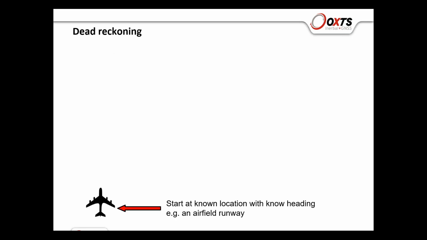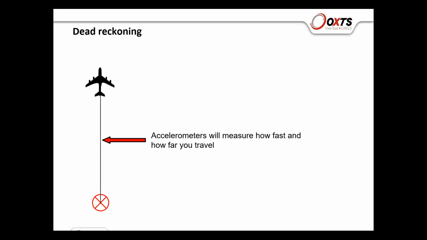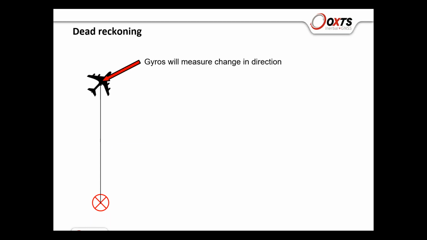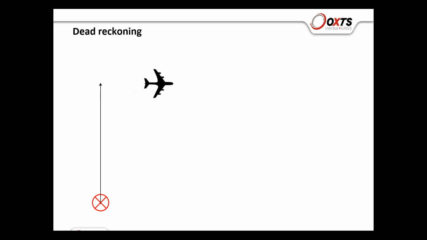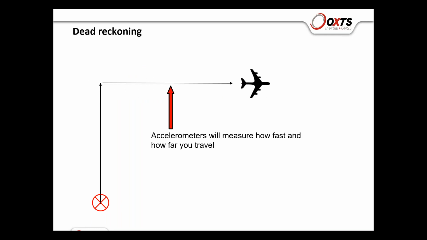So with dead reckoning, you start at a known location with known heading. Accelerometers will be able to measure how fast and how far you have travelled. The gyros will measure your change in direction. This means we can estimate our position here.